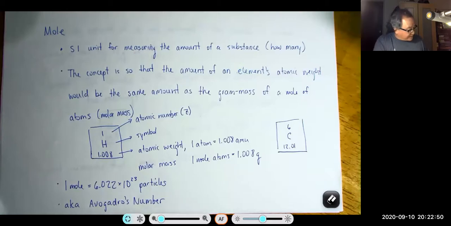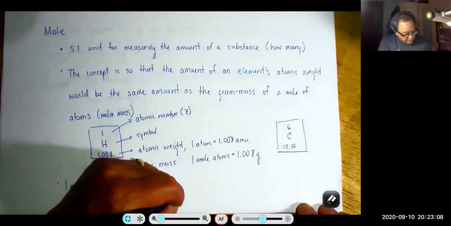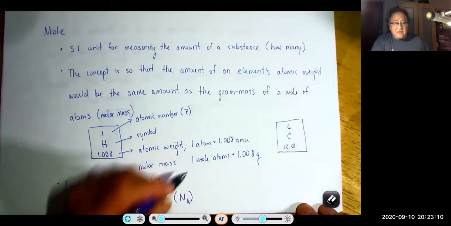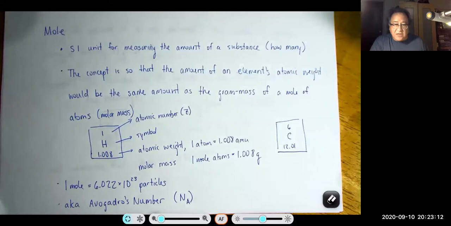And you want to memorize this number, that a mole is 6.022 times 10 to the 23rd. It's something you want to memorize, not have to look up. And there's a name for the mole, a nickname. It's called Avogadro's number, named after a famous scientist. There's even a symbol for Avogadro's number, N for number and A for Avogadro.